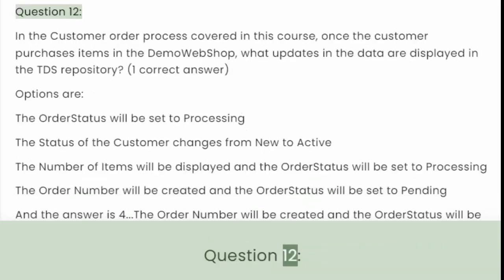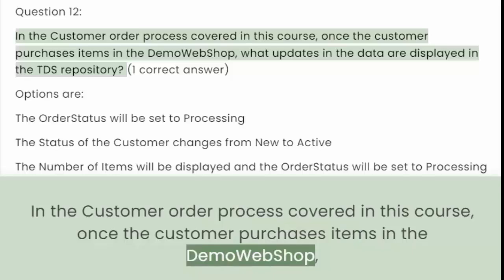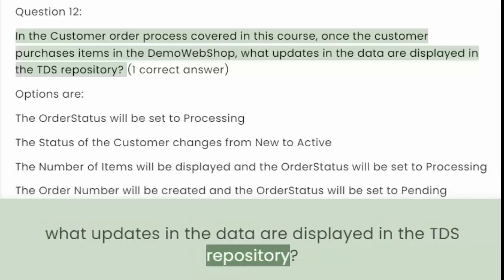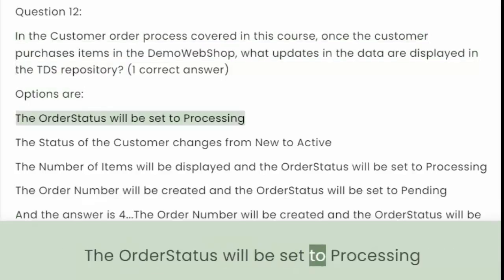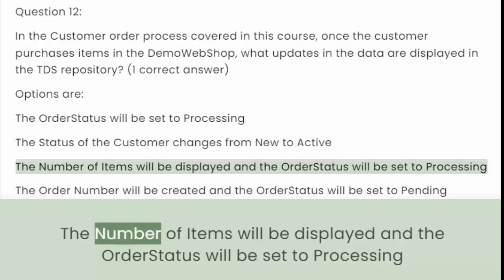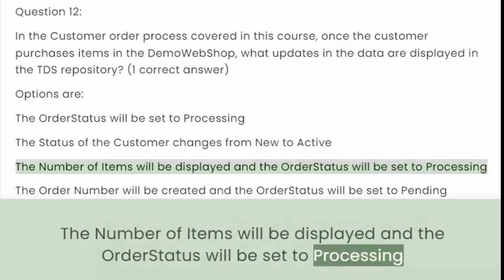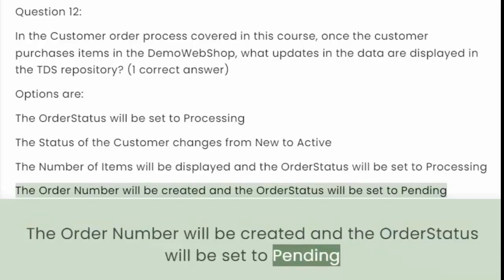Question 12. In the customer order process covered in this course, once the customer purchases items in the demo web shop, what updates in the data are displayed in the TDS repository? Options are the order status will be set to processing. The status of the customer changes from new to active. The number of items will be displayed and the order status will be set to processing. The order number will be created and the order status will be set to pending.